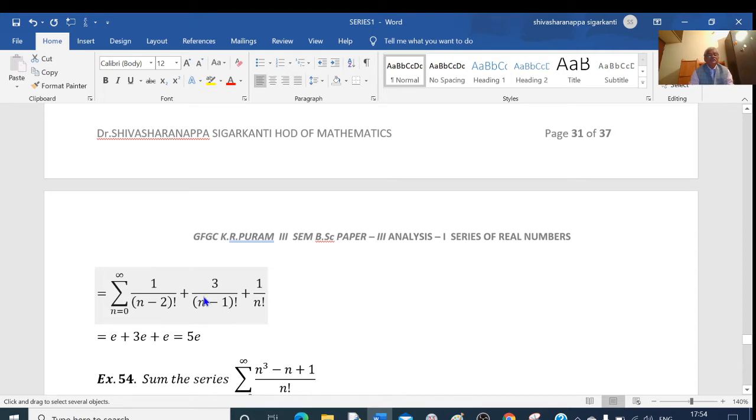Similarly, the second summation starts with 1, and again this value is equal to e, so 3 times e. And the last one starts with 0 itself, and this value is also equal to e. So that is e plus 3 into e plus 1 e. So totally its value is equal to 5e, which is the sum.